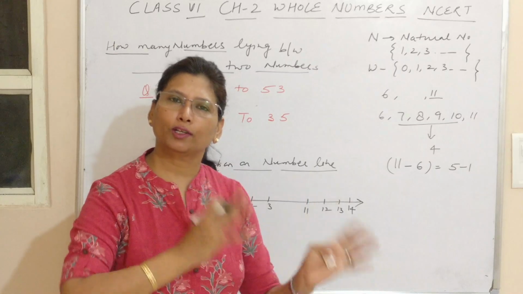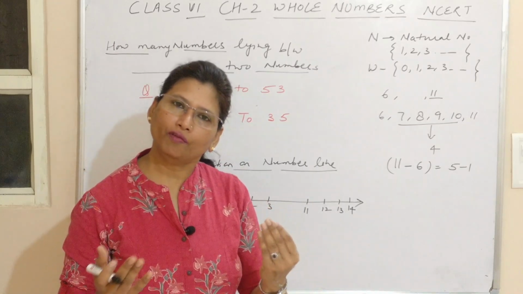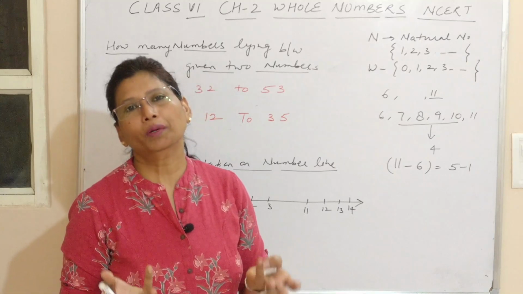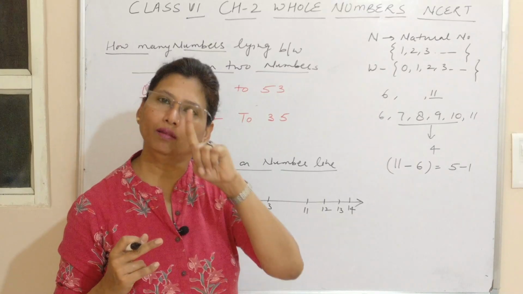It is a simple thing. If you look between 6 and 8, only one number lies there. If we start taking the difference, 8 minus 6, this is 2. Where are the two numbers? So if you want to find out, you take the difference and again subtract 1.